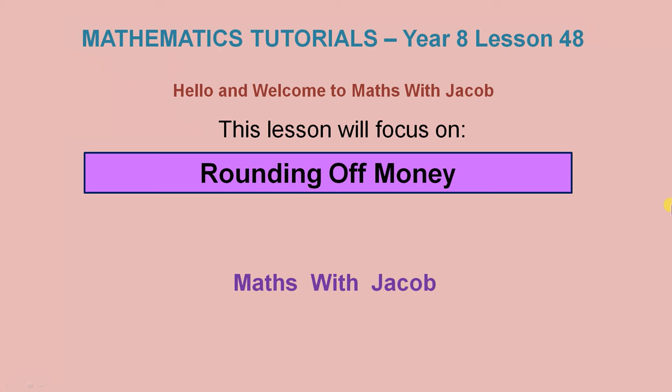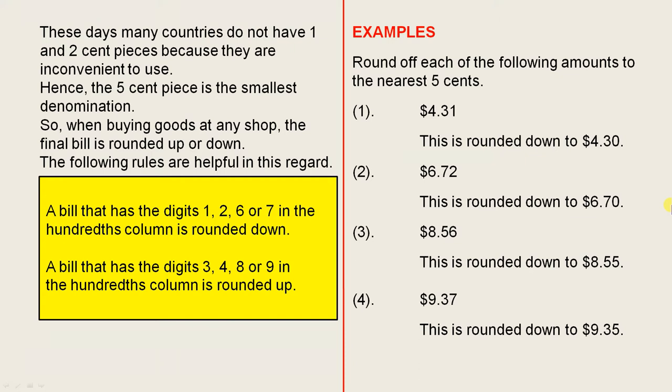This lesson will focus on rounding off money. These days many countries do not have 1 and 2 cent pieces because they are inconvenient to use. Hence, the 5-cent piece is the smallest denomination. So, when buying goods at any shop, the final bill is rounded up or down.